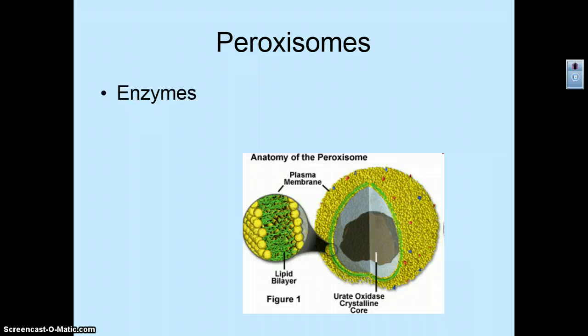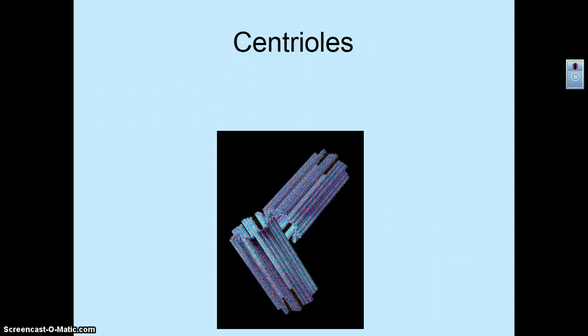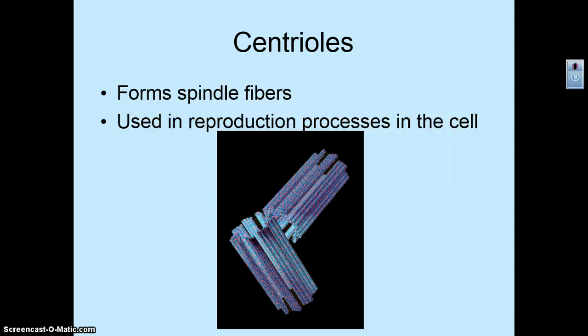Peroxisomes aren't one that we talk about often. They also have enzymes inside of them, and it helps the cells to digest things. Notice they have a double membrane around them, a lipid bilayer that's a double membrane layer, similar to your cell membrane. Centrioles are found in animal cells only, and their job is to form spindle fibers, and spindle fibers are what allow for mitosis to occur and the chromosomes to be pulled apart inside the cell.